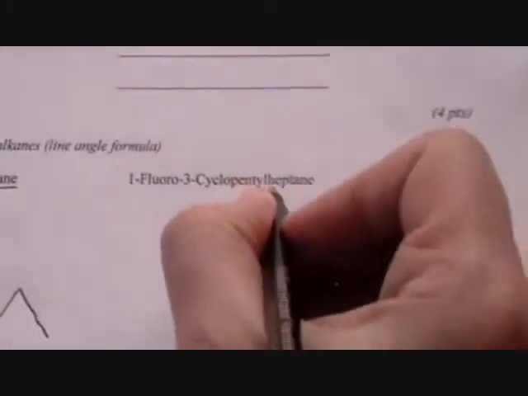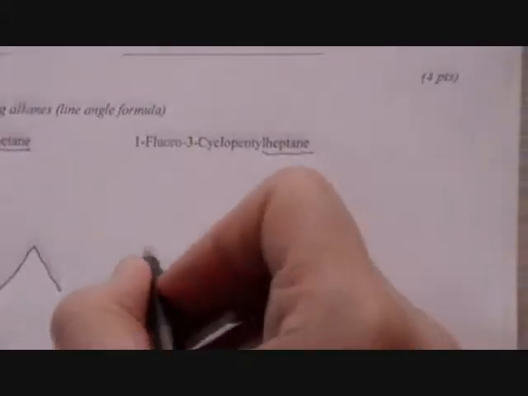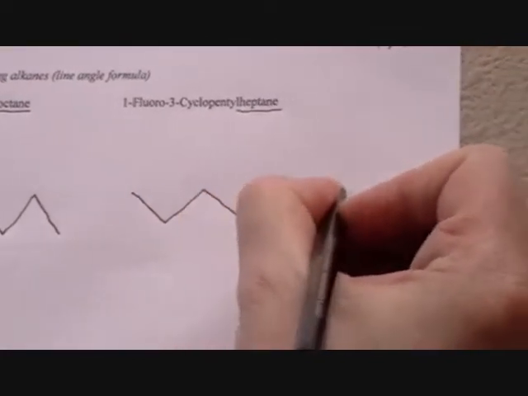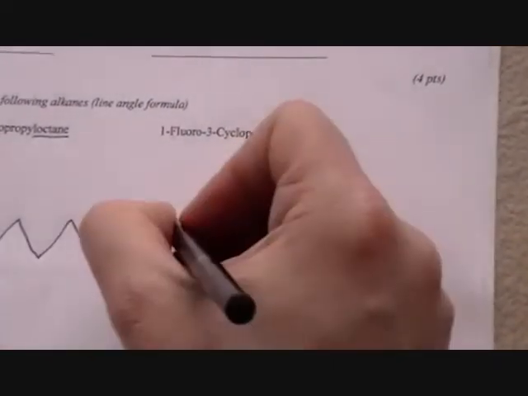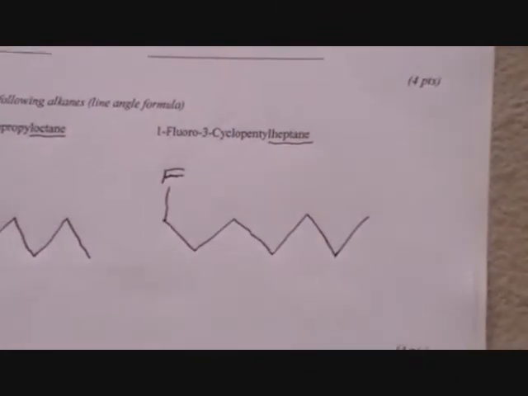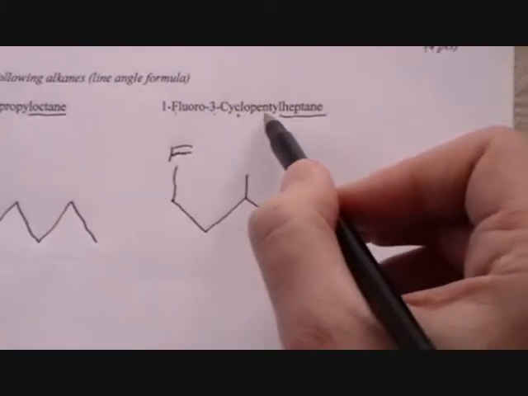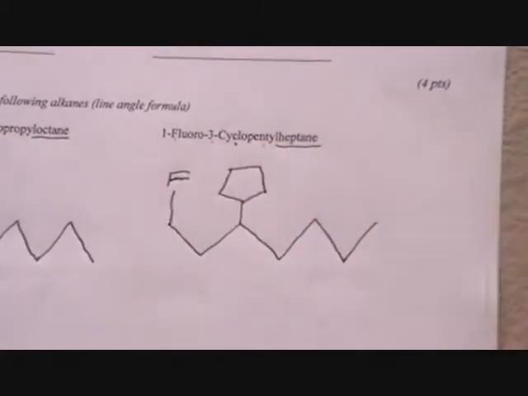The second molecule, again building backwards, we have heptane for the main chain, which is 7 carbons long. So 1, 2, 3, 4, 5, 6, 7. And we've got a couple of branches on the molecule again. First one, the 1-fluoro substitution on carbon 1. And also on the third carbon, we have a cyclopentyl branch. So 5 carbons in that branch, connecting it to the main chain. And that gives us a second named molecule in its picture.